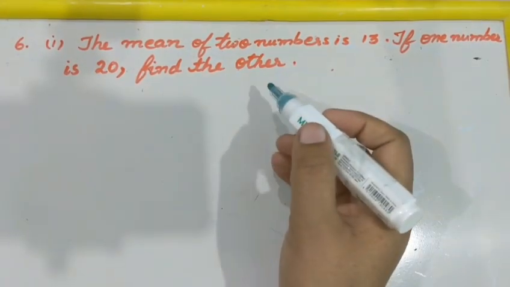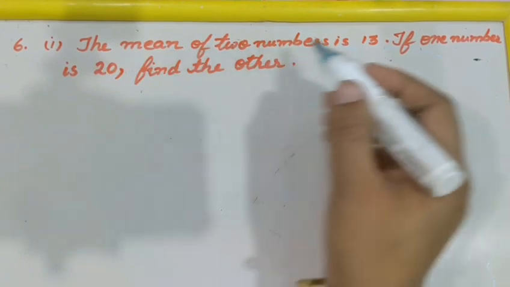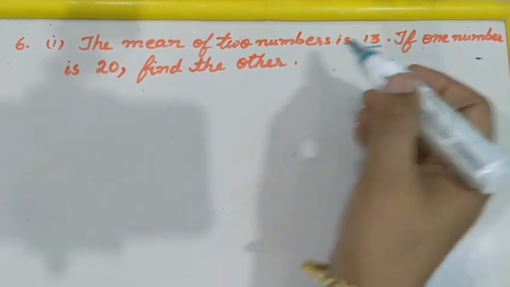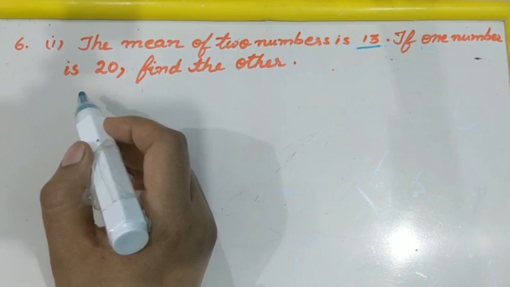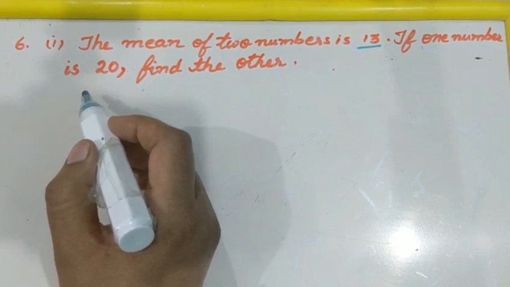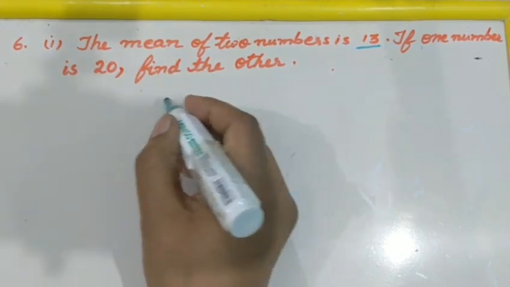This is the fourth type of questions in which you have to find the missing value. You are given the mean is 13, and if one observation is 20, find the next one. It means there are how many observations altogether? 2 observations. So let's try to find the solution.